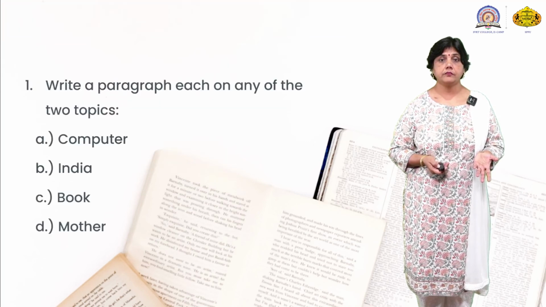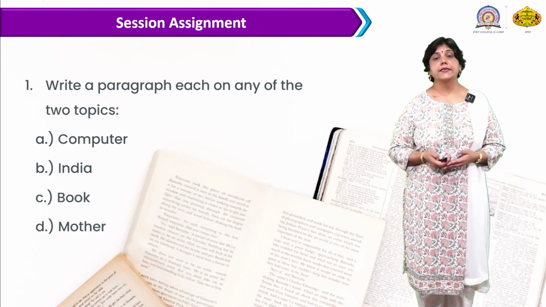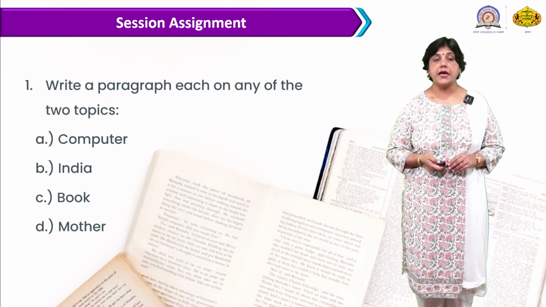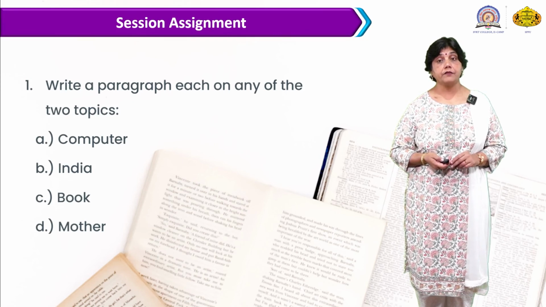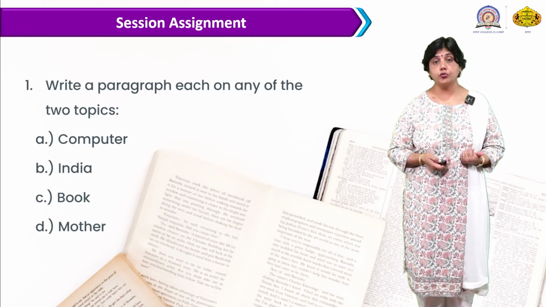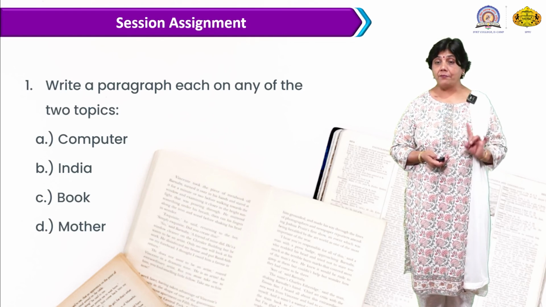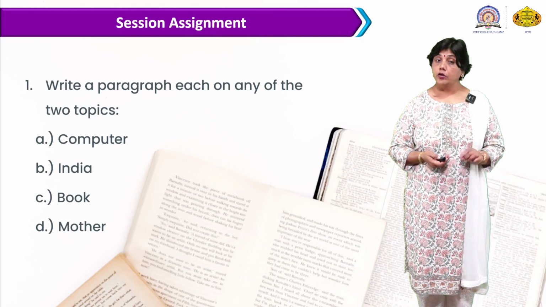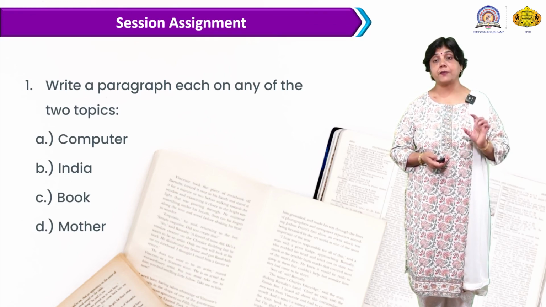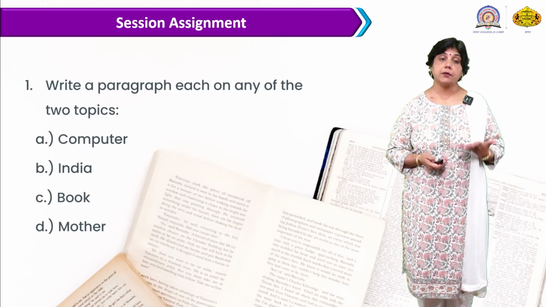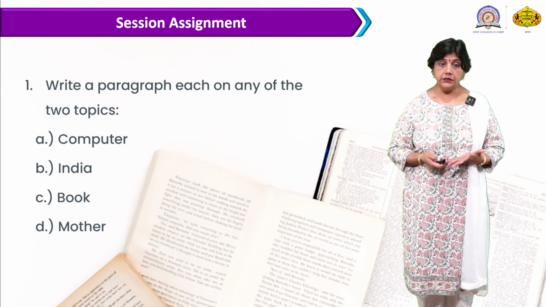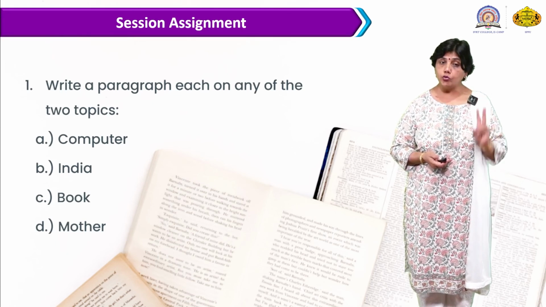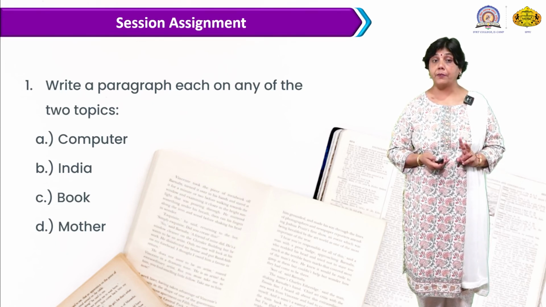Now, today's assignment. I am giving you 4 topics and you have to write a paragraph on any 2 of these topics. Remember, I am giving you an assignment for writing a paragraph, not an essay. So you have to select which aspect you would be writing on. The topics are computer, India, book, mother. You have to choose any two of these topics and write a paragraph.